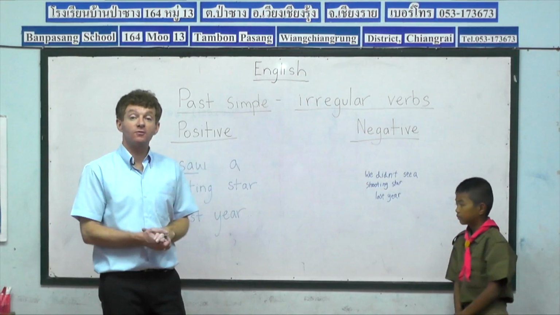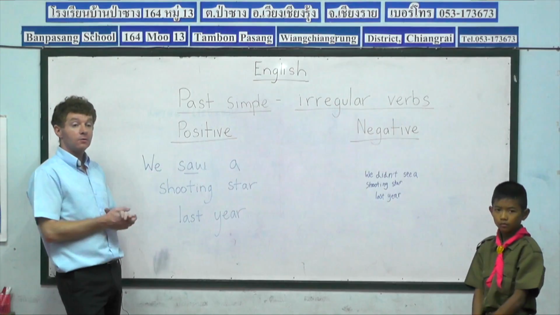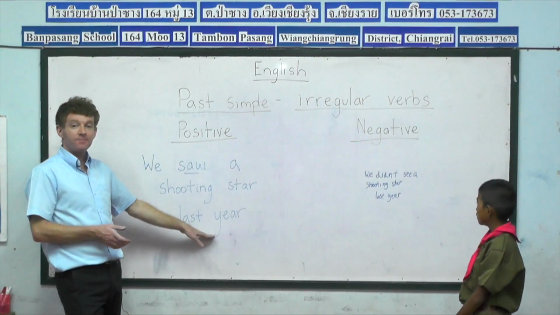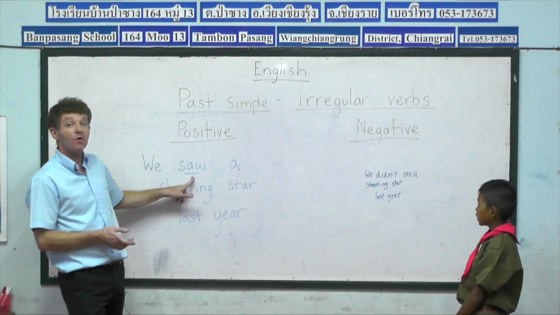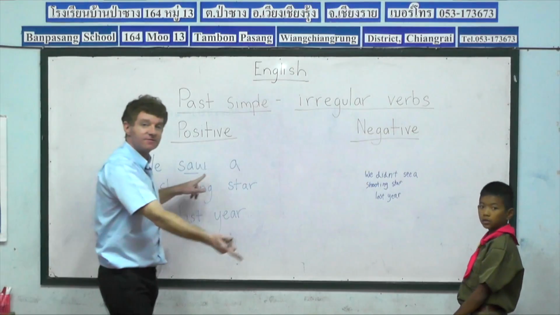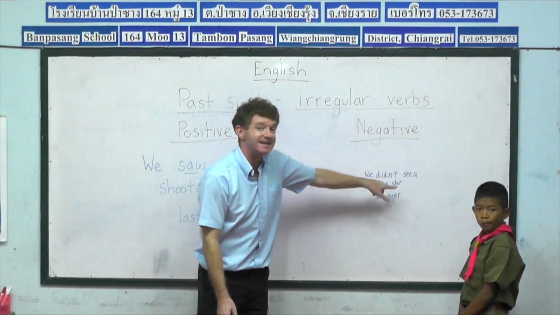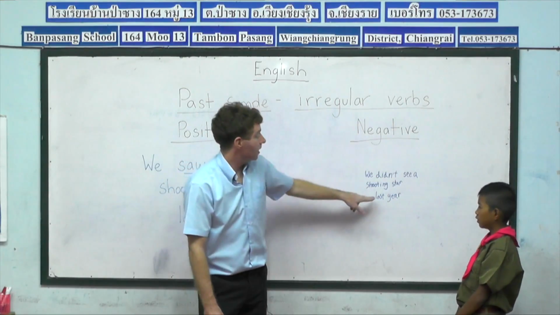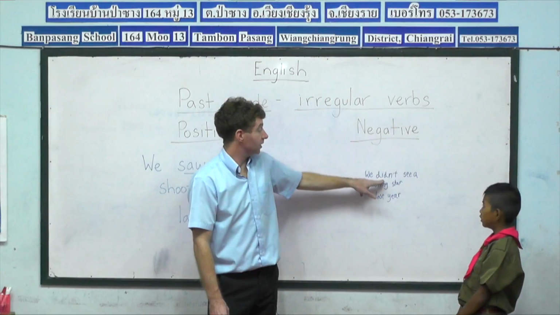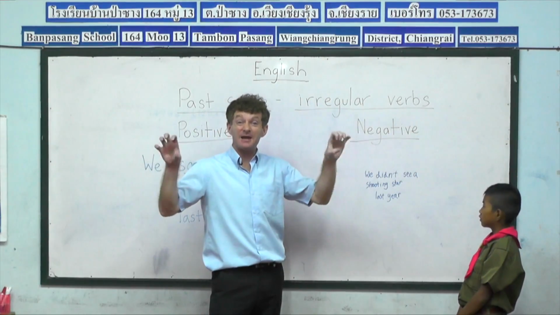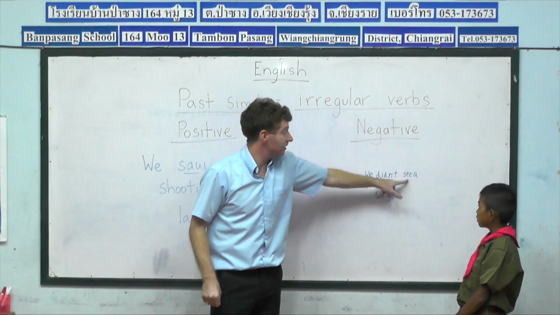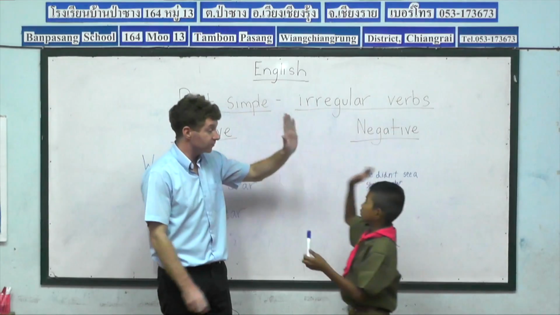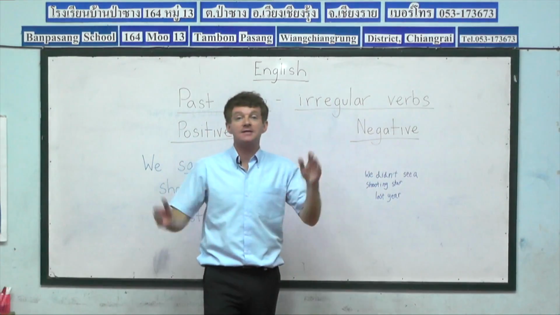So, the positive sentence, we saw a shooting star last year. Past tense form of the irregular verb. But when we change it to negative, we didn't see a shooting star last year. The contraction didn't, which is did and not, squeezed together with the original base form of the verb word. And Pat, that was brilliant. Well done. Big round of applause for Pat, guys.